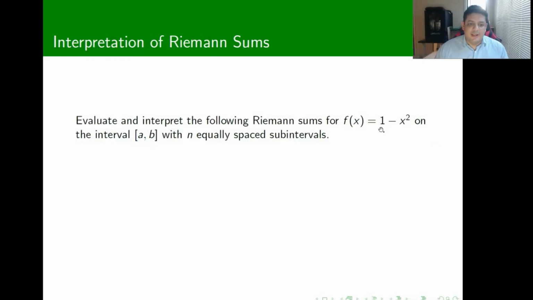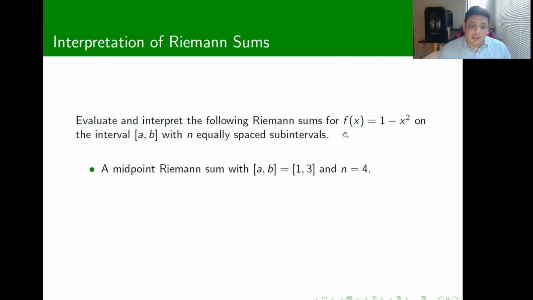So imagine now that we have the Riemann sum for the function 1 minus x squared on the interval a, b. And we're going to split that in n equally spaced subintervals. So if n equals 4 and I decide that a, b is 1, 3, I can do the midpoint Riemann sum for that. Also, I'm going to try to do the left Riemann sum for a, b being 0 and 3 and n equals 6.